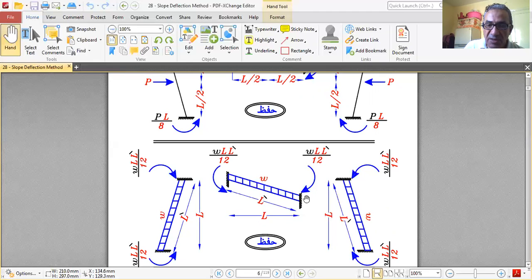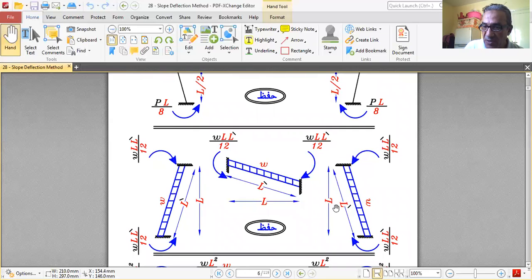So again, the tail of the load is the same tail of the moment. WL L dash over 12, same value for all of them. If the load is like this, then the moment is like this. If the load is like this, then the moment is like this.